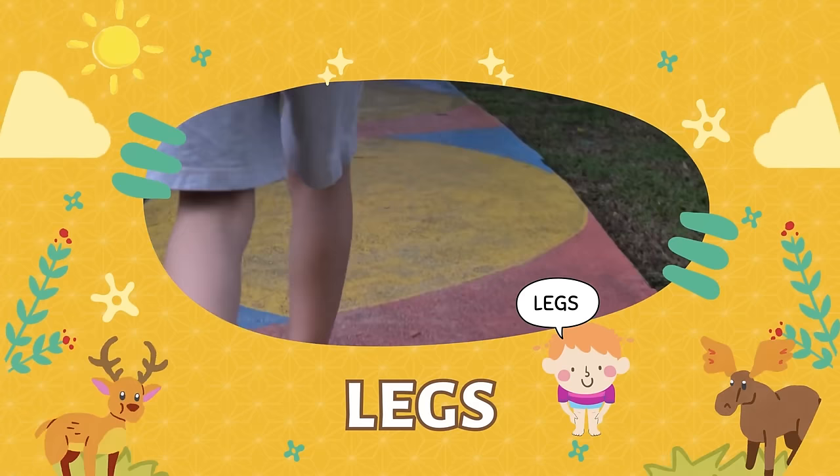F. F is for fox. F is for flower. F is for foot. F is for fish. F is for fan. F is for frog.